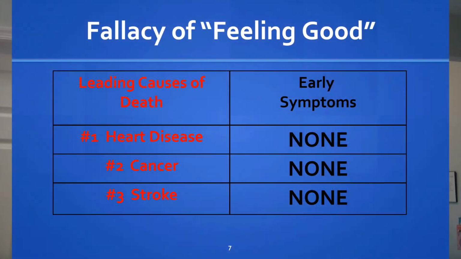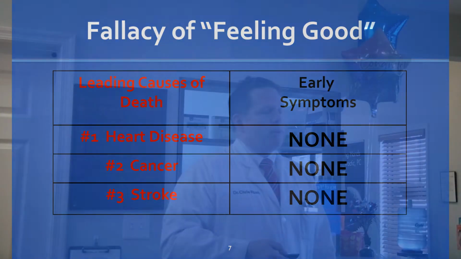So, the fallacy of feeling good: leading causes of death and early symptoms. Number 1, heart disease. There's no early symptoms of heart disease. Number 2 is cancer. There's no early symptoms. Again, when they're diagnosed, it's usually when you go to your medical facility and they diagnose that, and then also stroke as well. No early symptoms.